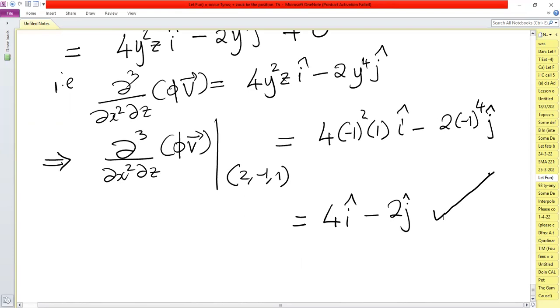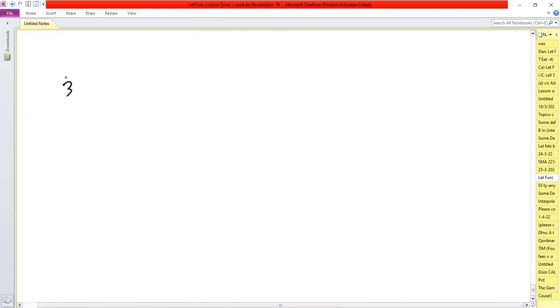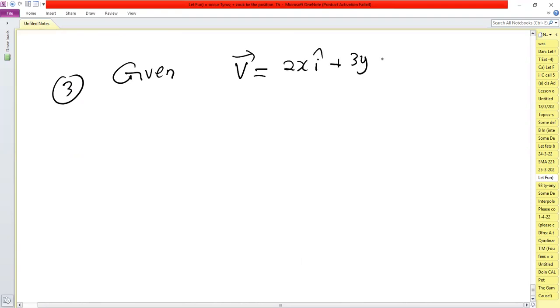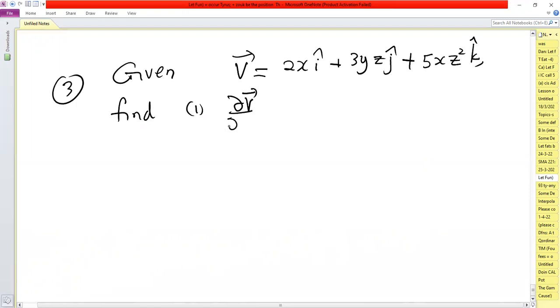And lastly, number 3, given v is a vector 2x i plus 3yz j plus 5x z squared k, find 1, partial v partial x, 2, partial v partial y, and 3, partial v partial z.